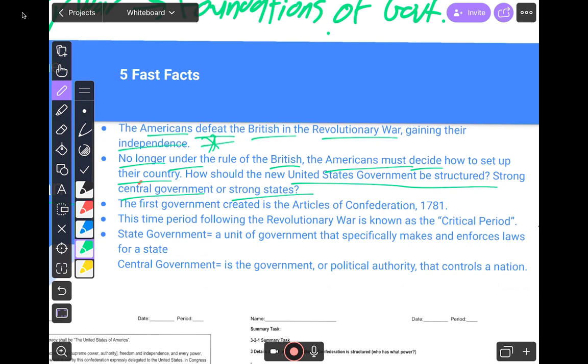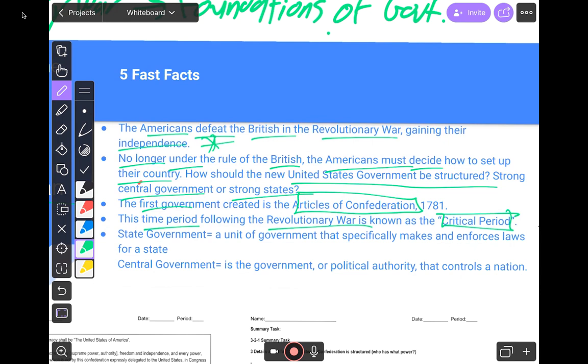All right. So the first government that is created is named the Articles of Confederation. All right. And we also see that this time period after the Revolutionary War is known as the critical period. And it gets this nickname because there's really two paths the United States can go. They can develop and build themselves into a successful nation, or they could kind of see this great experiment in creating a nation fall apart.